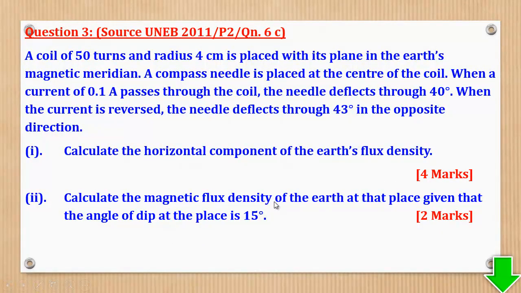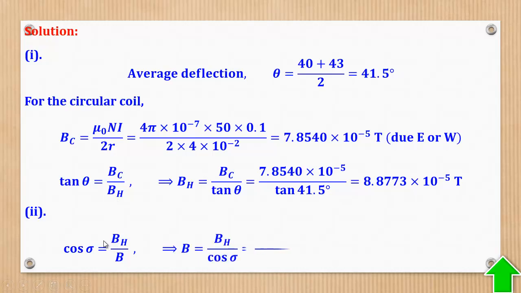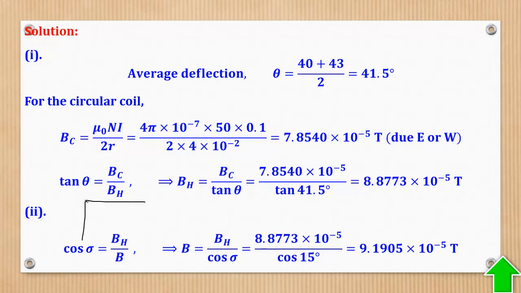Calculate the magnetic flux density of the Earth at that place, given that the angle of dip at that place is 15 degrees. So when angle of dip is 15 degrees, we can use cos. So it all comes from the other diagram we've been drawing, which is this. So this is B, this is BH, and this is the angle of dip. So the adjacent is BH and hypotenuse is B. That's why we have used cos. Then make B the subject, and that is what they wanted.